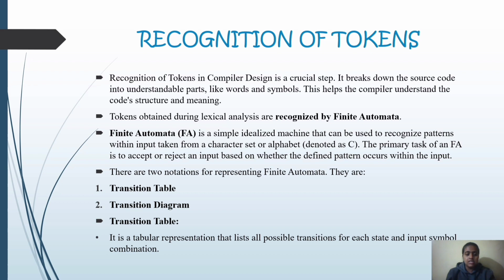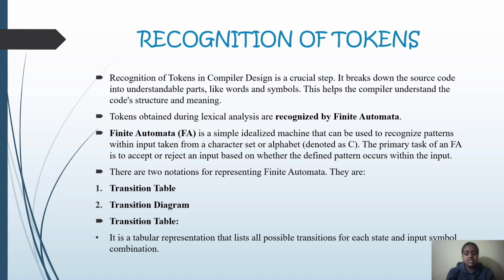Finite automata is a simple idealized machine that can be used to recognize patterns within input taken from a character set or alphabet denoted as C. The primary task of a finite automata is to accept or reject an input based on whether the defined pattern occurs within the input. There are two notations for representing finite automata: transition table and transition diagram.